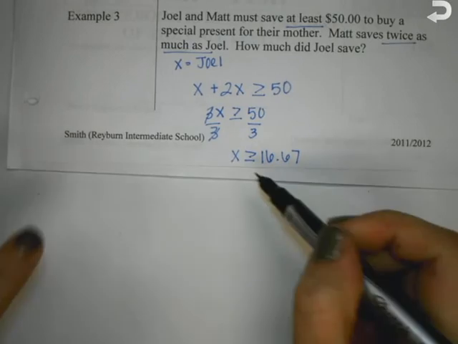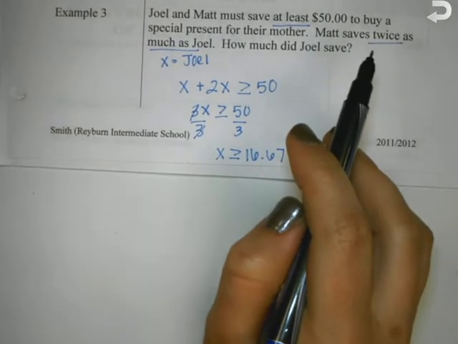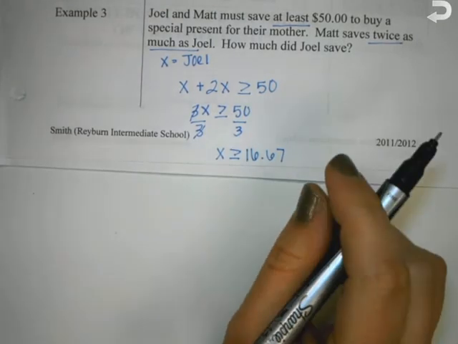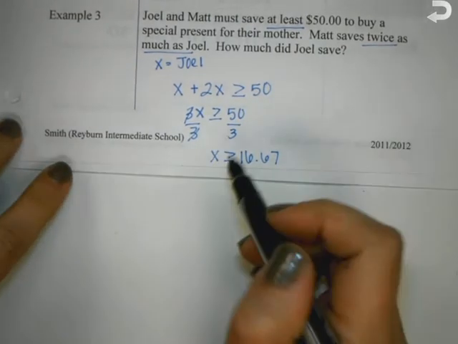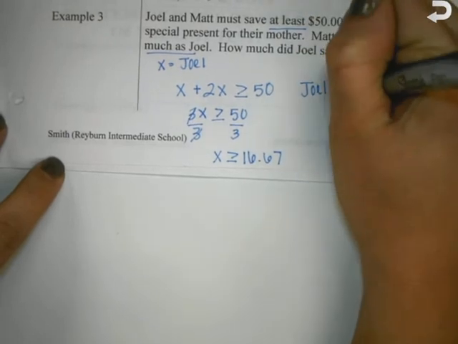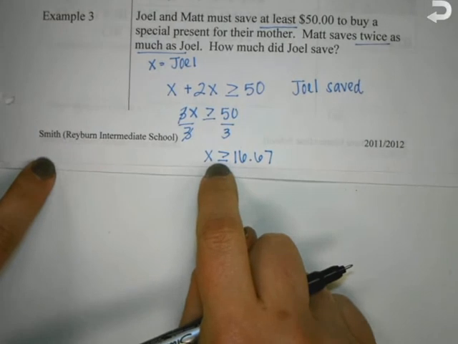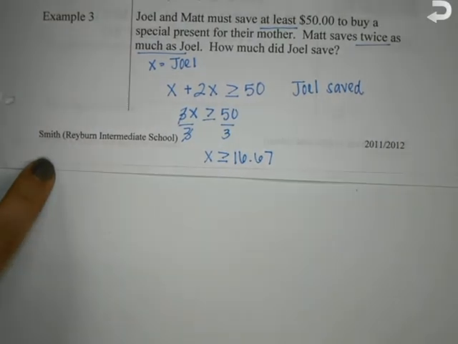Now this is in terms of inequality, so we have to write our answer in terms of an inequality too. So we would say Joel saved. If my symbol is greater than or equal to, what would be a good word to use for greater than or equal to?